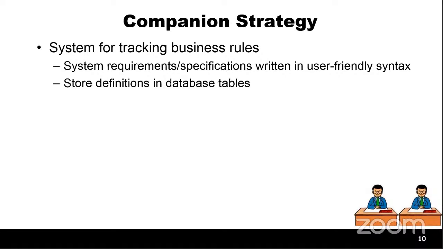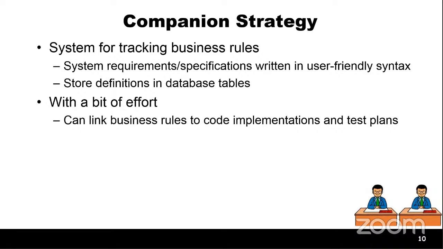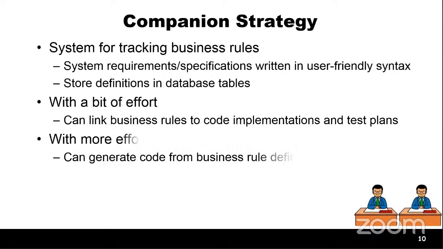You can also store these definitions in database tables, so they're easy to query and easy to change and rewrite and translate and edit. With a little more effort, you can link the business rules to your code and to test plans. So you can actually generate test plans from the statements that you've written in the database for business rules, and the code implementations can be cross-referenced to the business rules. So when you're done with your implementation in development, you can say, well, this particular piece of code implements this business rule, or this set of business rules, and then prove that you've fulfilled all of the requirements.